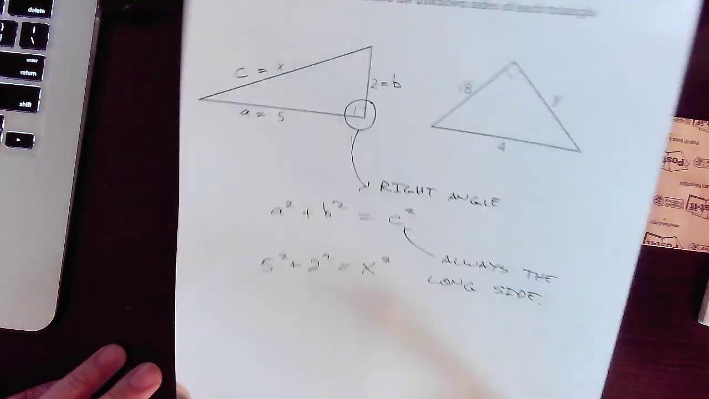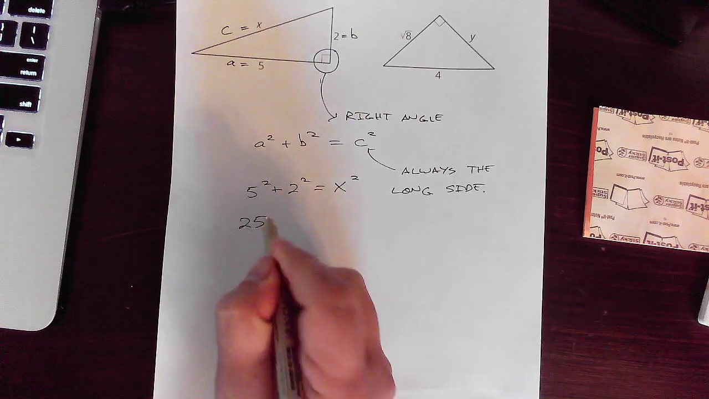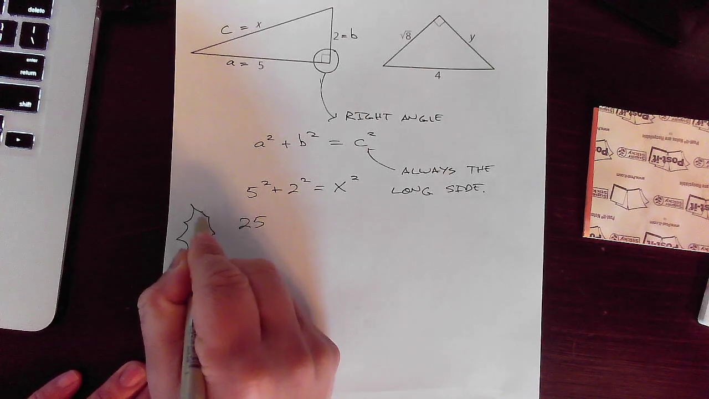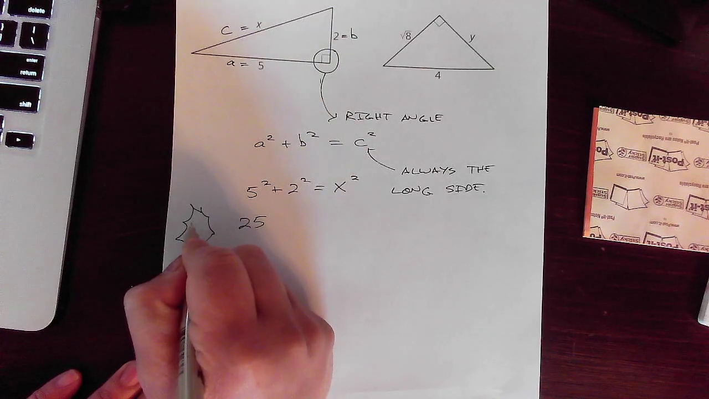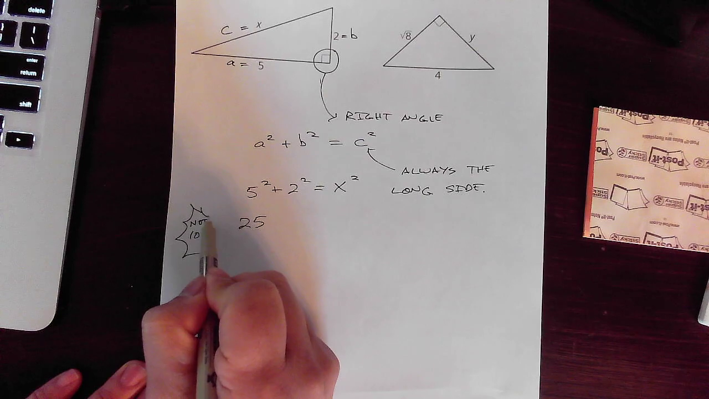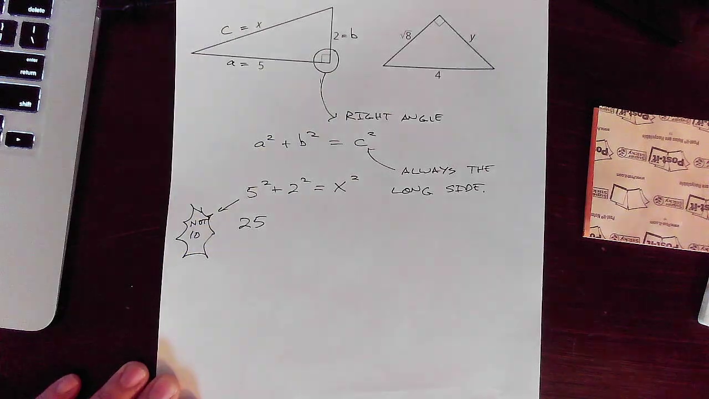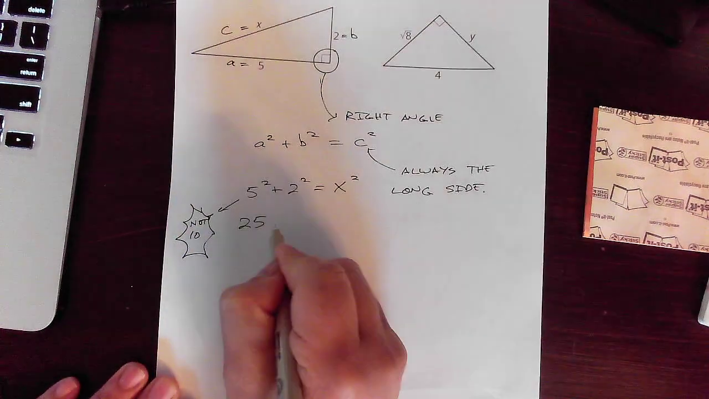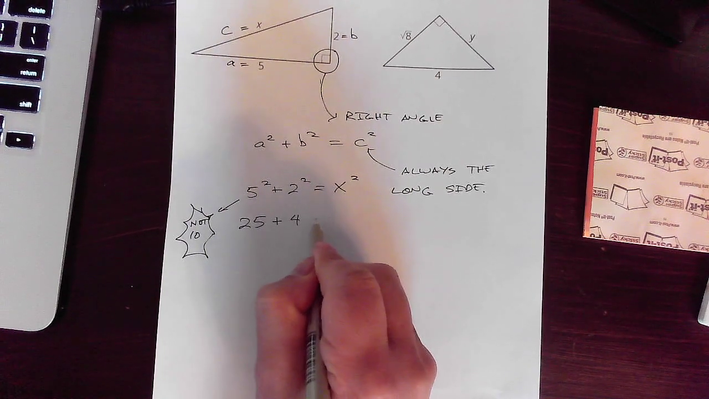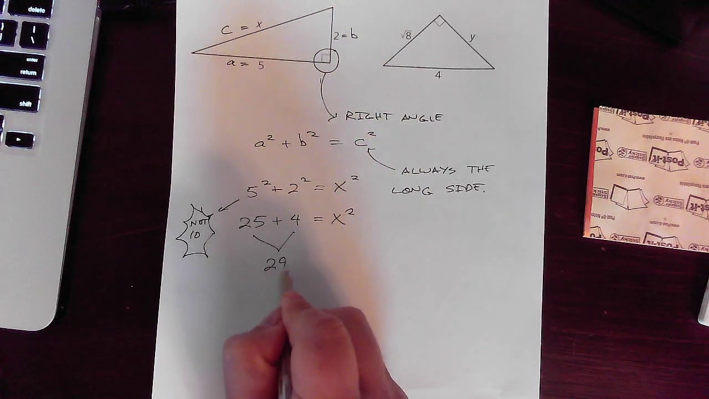All right. Okay. 5 squared is 25. And I'm going to put a little warning right here. Oop. That's kind of ugly. Not 10. 5 squared is not 10. A lot of students make that mistake, and I totally understand why. 2 squared is foolproof. That is a 4 equals x squared. Oh my goodness. 25 plus 4 is 29 equals x squared.